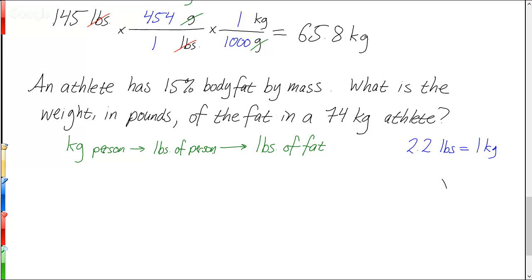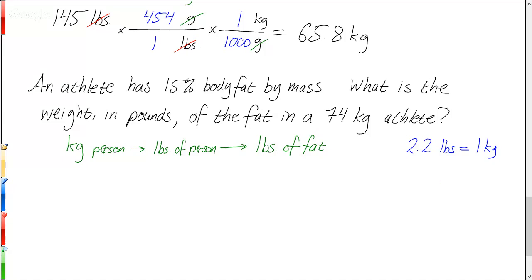So what does that look like in a conversion factor? Well, we've got our 2.2 pounds equals 1 kilogram. With that 15%, does anybody know what percent means? Where does that word come from? Out of 100, yeah. Per is like out of, and cent means 100. So 15% means 15 out of 100.